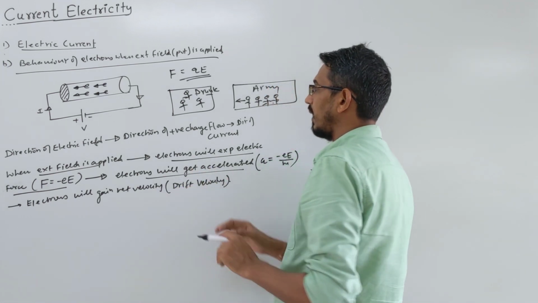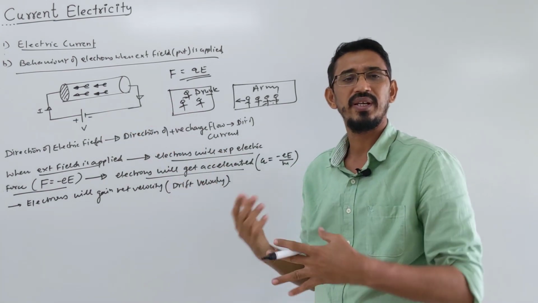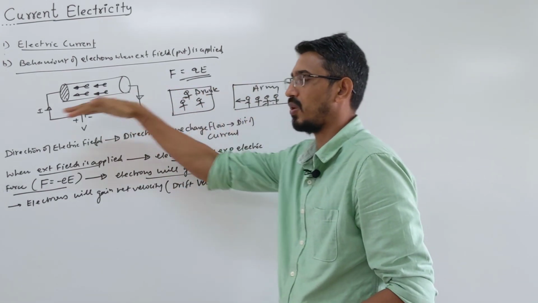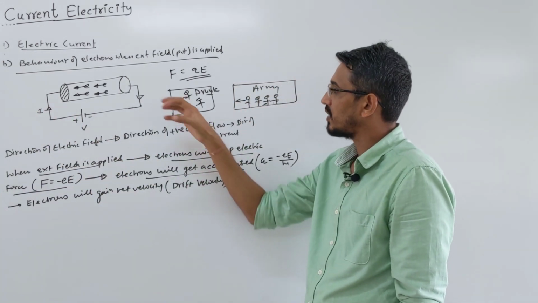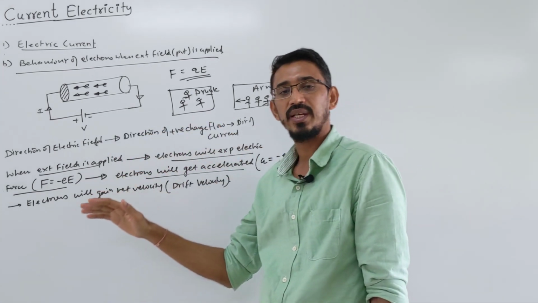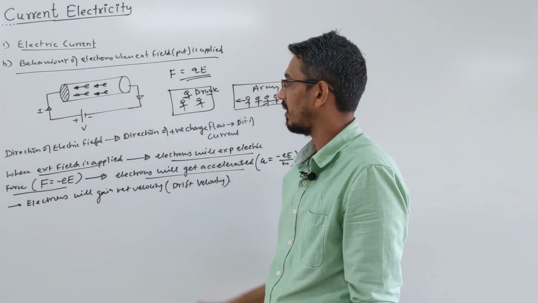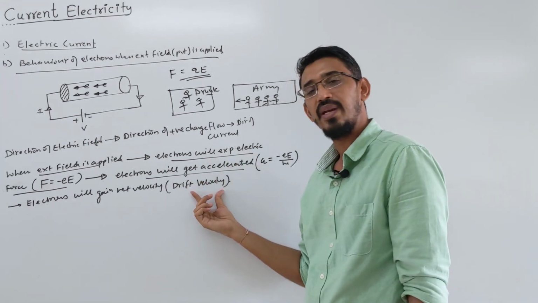So the velocity gained due to the drifting, why are they calling it drift? Because electrons are drifting in one proper direction. Yes, so this is also called drift velocity. An external force is applied due to this battery, so electrons start moving in one particular direction. They are drifting in one particular direction, so overall they have a velocity. That velocity is called what? Drift velocity.